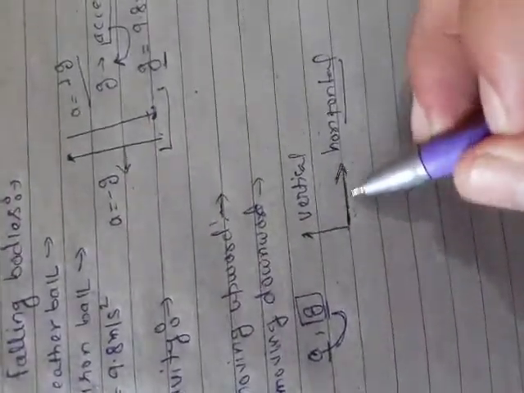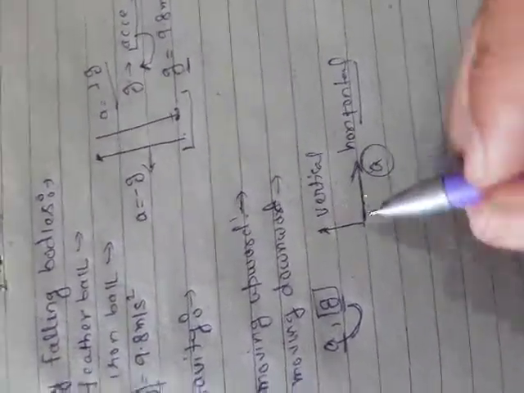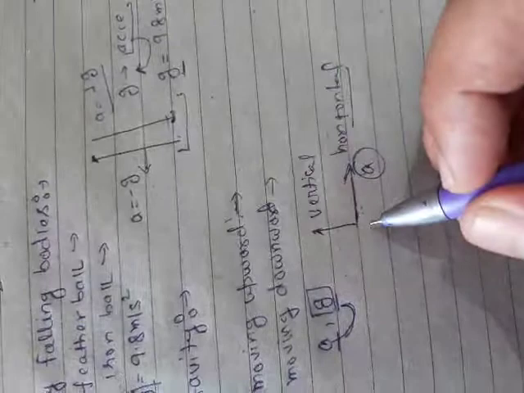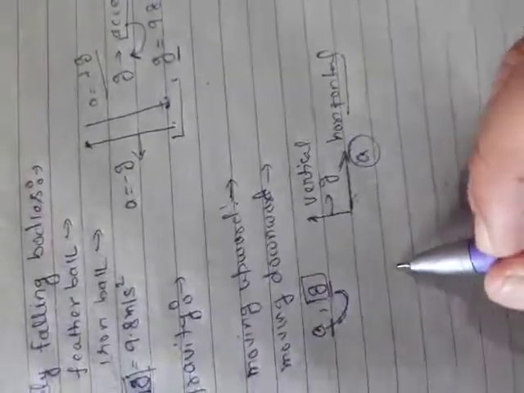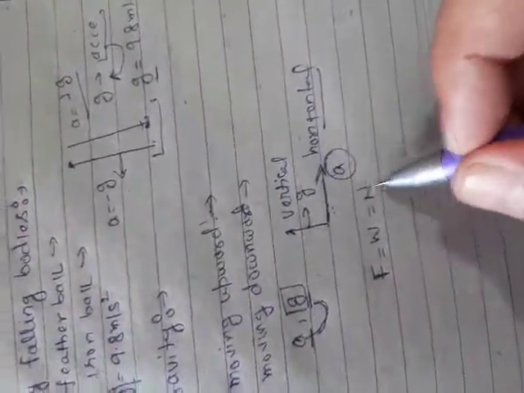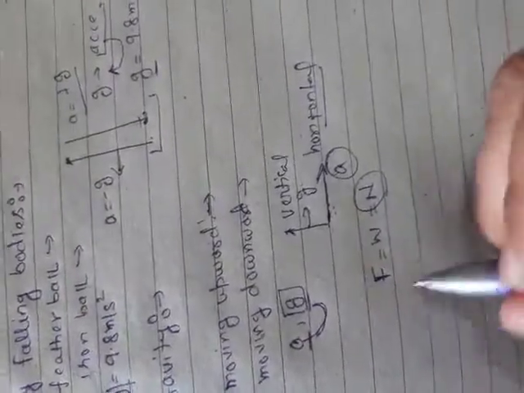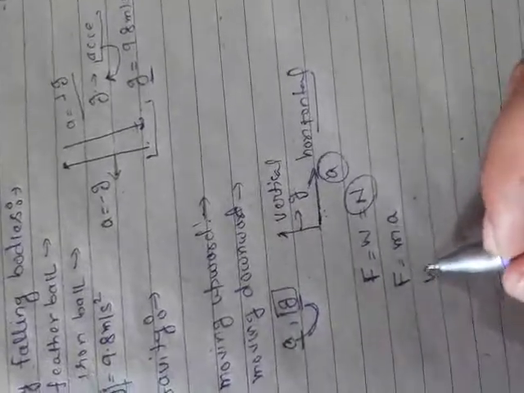When we move in the horizontal direction, the body moves with acceleration. When the body moves upside and downside, acceleration due to gravity works. We know that force and weight are both equal in the unit system. Force is equal to mass into acceleration, and weight is equal to mass into gravity.